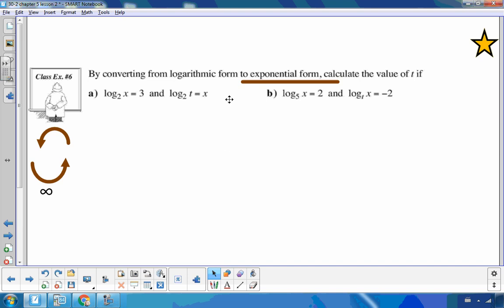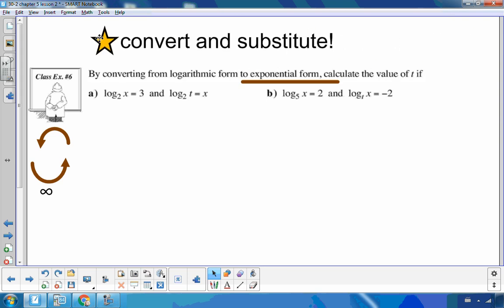Okay, let's look at this one here. By converting from log form to exponential form, calculate the value of t. So for this one here, we have a couple of pieces of information. So we're going to use one of them to convert, and then use the other one to substitute. So what I want to look at for this one is I have that log base 2 of x equals 3 and log base 2 of t equals x. So I have two variables here. And I can only work when I have one variable. So I can't work with that one yet. I need to go to the first one, and I'm going to do that using the circle of logs.